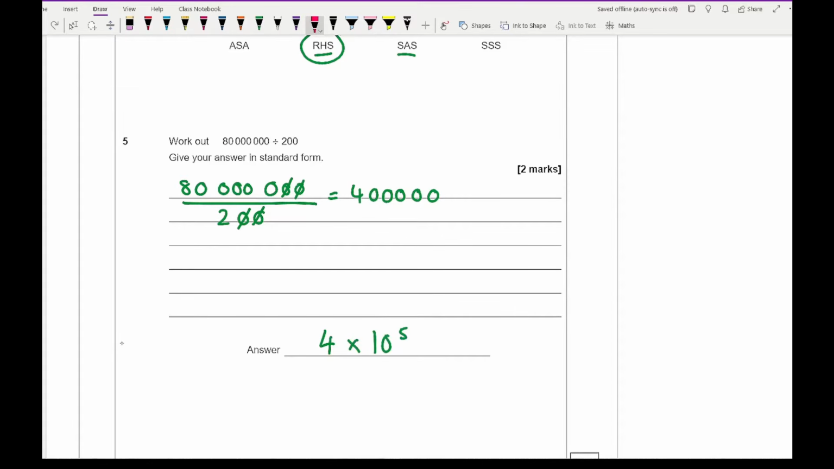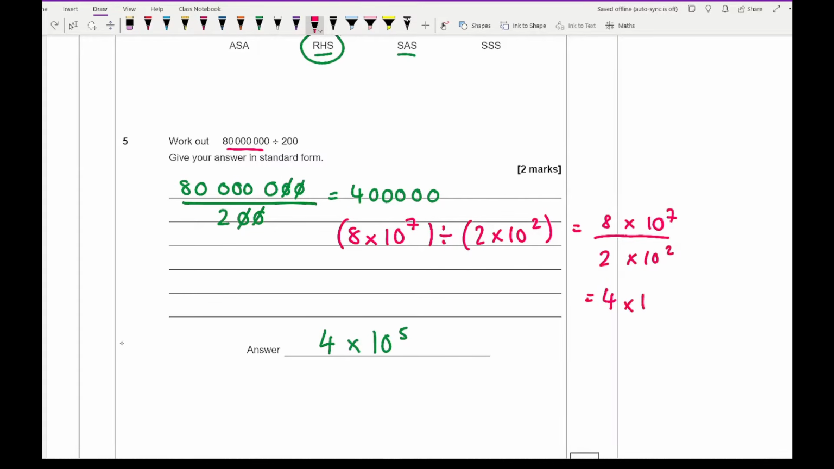Alternatively, what I could have done is written each of these numbers in standard form. That's going to be 8 times 10 to the power of 7, divided by 2 times 10 to the power of 2. Well, 8 divided by 2 is 4, and I take away the powers, in which I get the same answer. So either of those two methods would be absolutely fine.